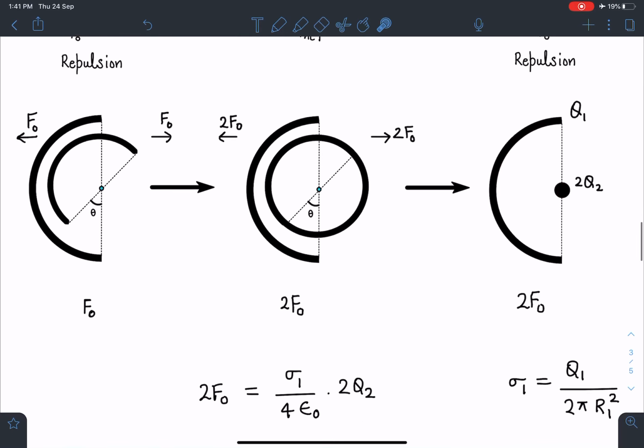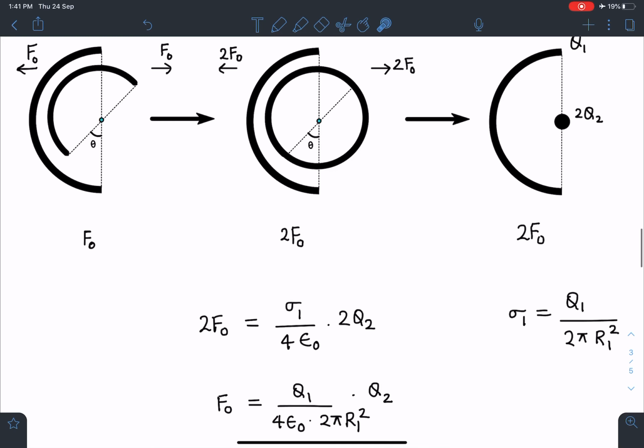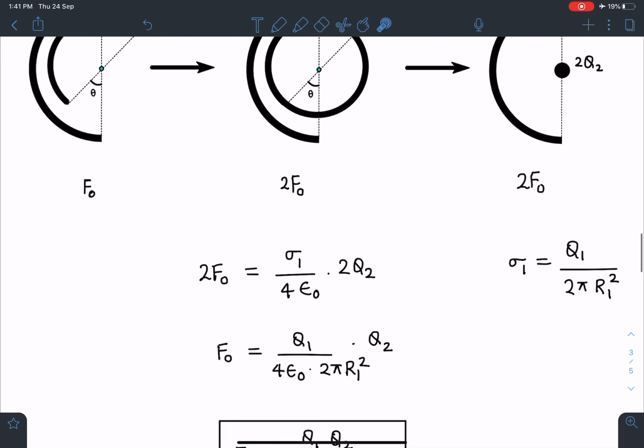So it will appear as if there is a hemispherical shell and a point charge of 2Q2 is placed at the center. So once I know this, I can easily say that 2Q2 into field E1 is going to be the answer for 2F naught. Please remember this force is 2F naught. Here also it is 2F naught. So this 2F naught is going to be the value of field, sigma 1 by 4 epsilon naught. I have discussed in the concept part about this formula, multiplied by this charge 2Q2. So this is going to be the force.